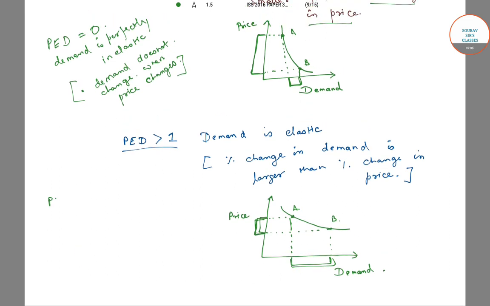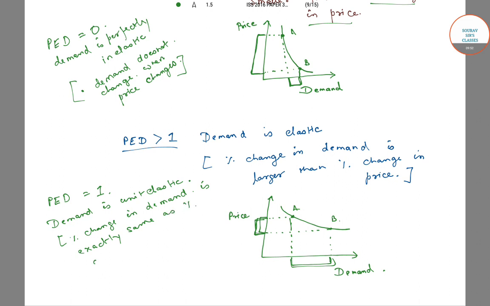And when this price elasticity of demand is equal to 1, that means that the demand is unit elastic. That is, the percentage change in demand is exactly the same as the percentage change in price.